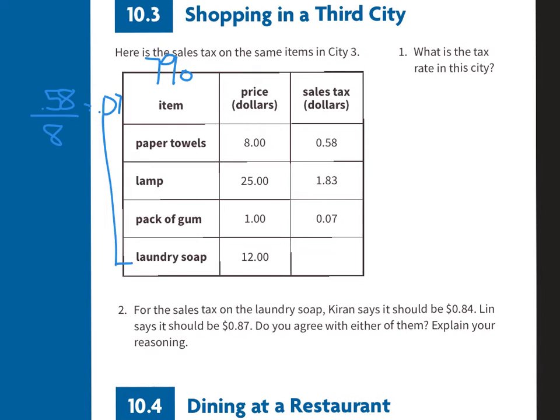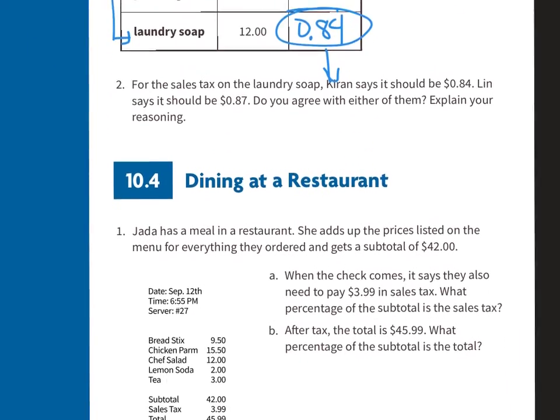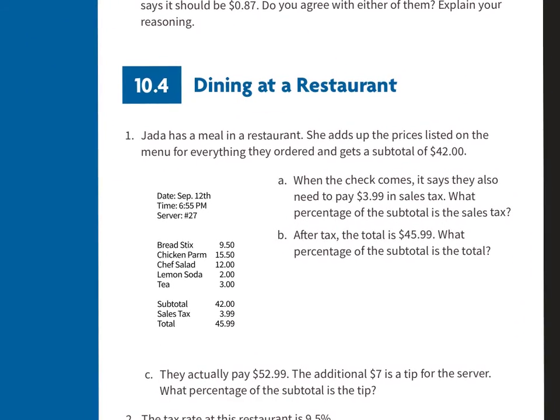So we're going to go 0.07 times 12. 0.07 times 12 is 0.84. What's the tax rate in this city? Well, it's 7%. For the sales tax on the laundry soap, Kieran says it should be 84 cents. Lynn says it should be 87 cents. Do you agree with either of them? Well, we just figured it out. It's 84 cents, right? So Kieran is correct, because 7%, 0.07 times 12 is 84. All right, that is tax.